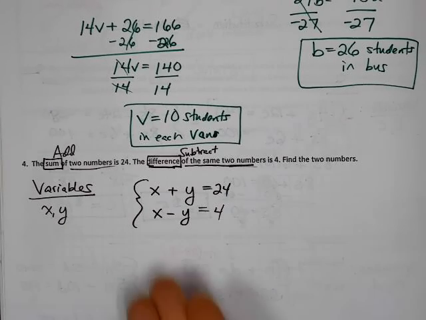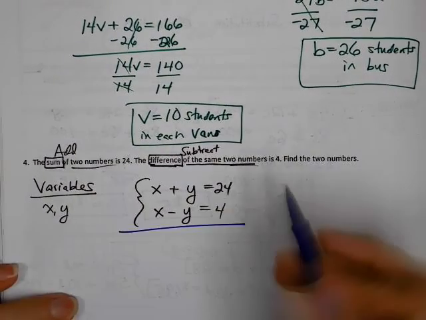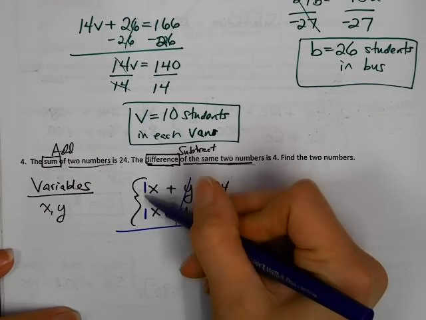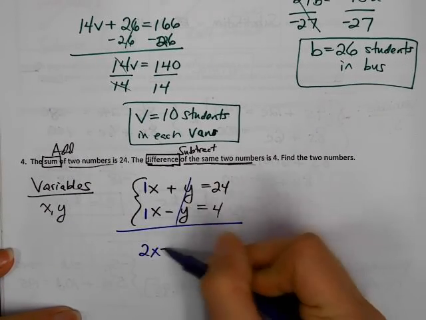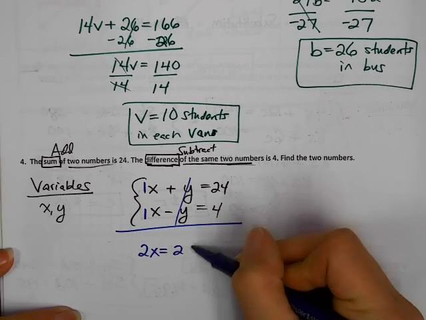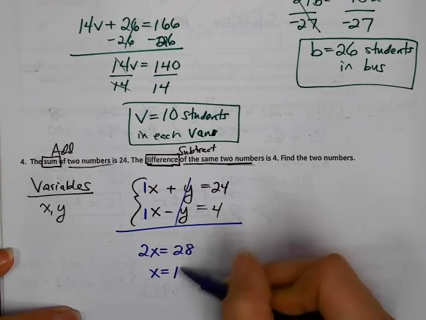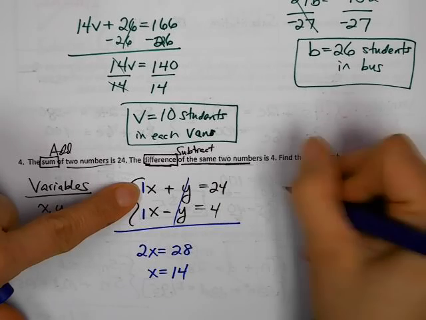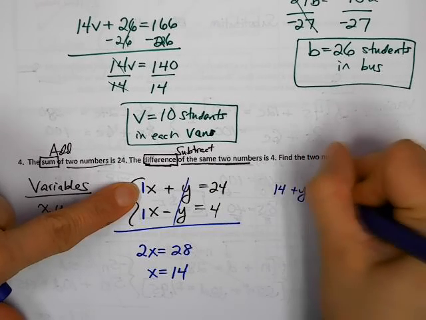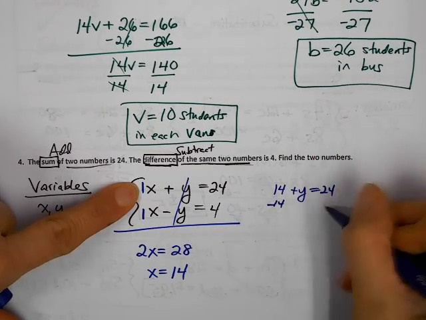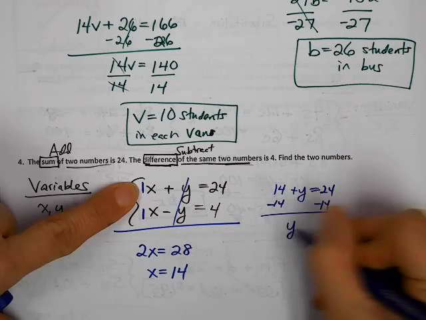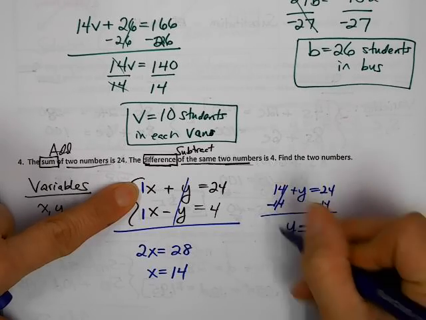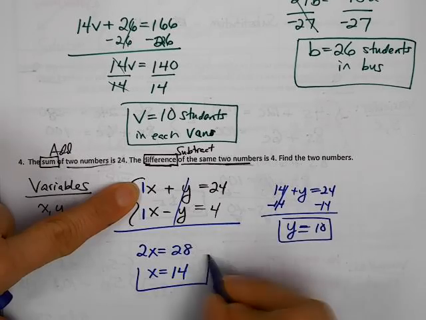Okay, this is kind of boring. It's set up for elimination. I'm just going to go ahead and start. Y's cancel. Don't forget to add these here. You combine them. 1x and 1x is 2x. Add these together here, you get 28. I think the first number is 14. If I go ahead and plug that in, I'll use the top equation. 14 plus y is 24. If you subtract 14, y equals 10.